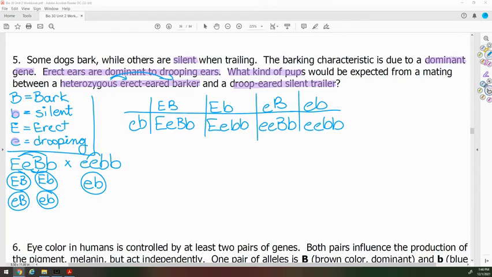So that first pup is going to be erect-eared and barker. The second pup is erect-eared and silent. The third pup is droop-eared and barker. And the last one is droop-eared and silent.